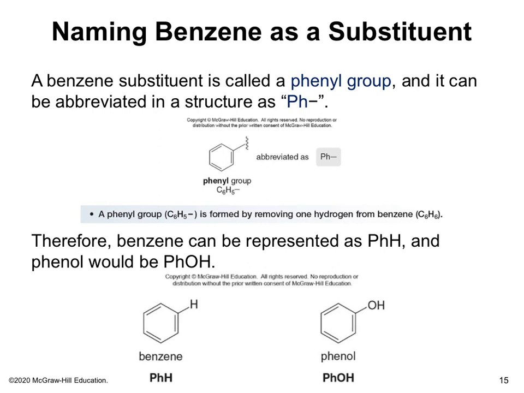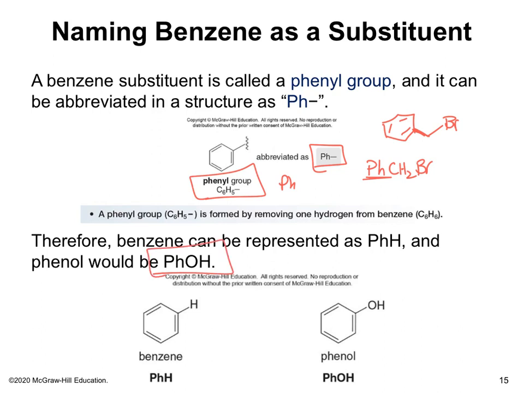When benzene is named as a substituent, you call it a phenyl group. Sometimes you'll see it abbreviated like this, like phenyl CH2Br. I would expect you to be able to draw the line structure for your reaction. Phenyl OH is phenol. I would expect you to be able to draw that structure.